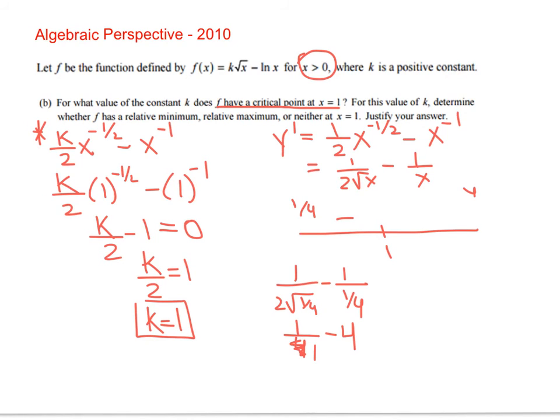Phew. Okay, now we have to pick a number actually closer to 1. So let's just pick 2. So I get 1 over 2 radical 2 minus 1/2. Okay, well 2 radical 2 is going to be bigger than 1/2, so we are going to get a positive number. So therefore, since it's negative to positive, we know that we have a minimum. So our justification would be that at x equals 1, there is a minimum value since the derivative at 1 is 0 and the derivative changes sign from negative to positive at that point.